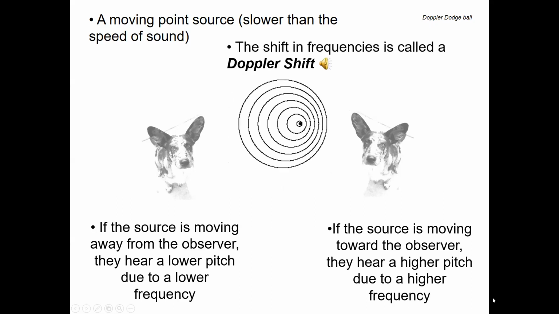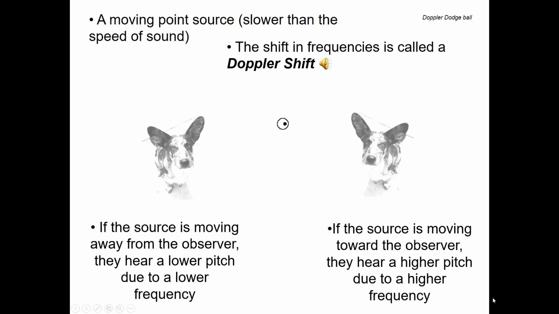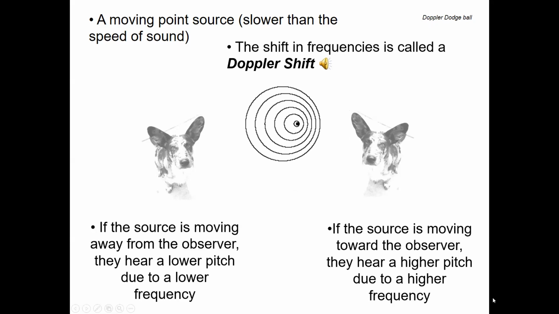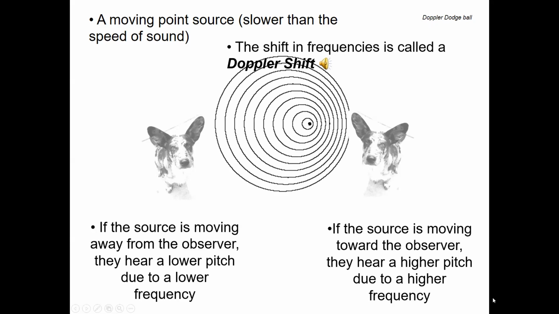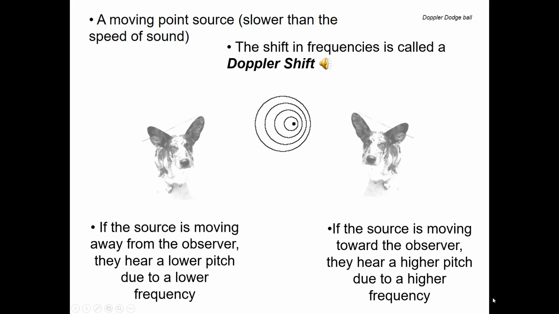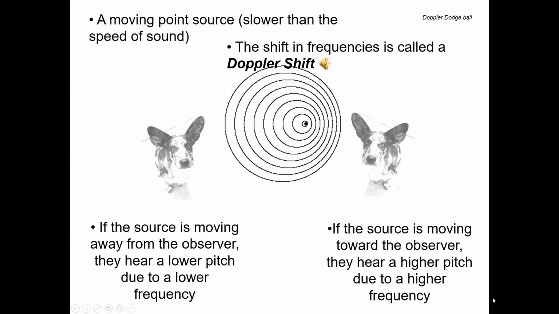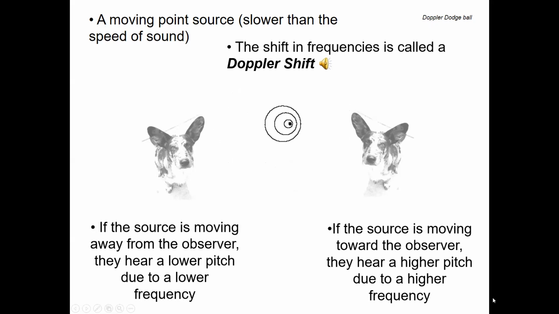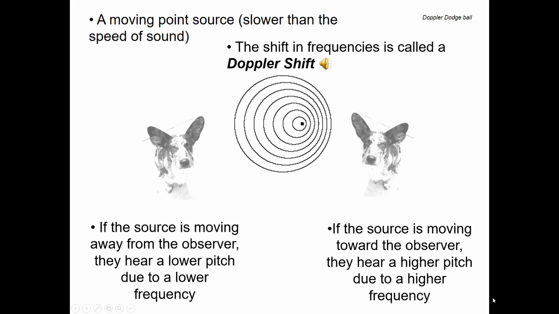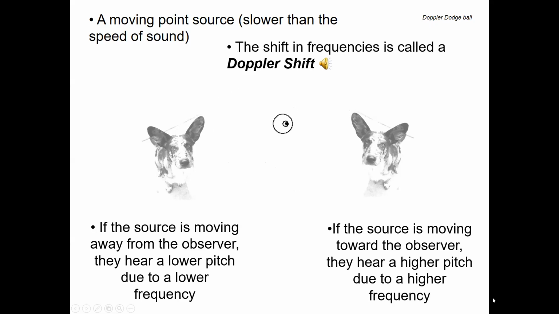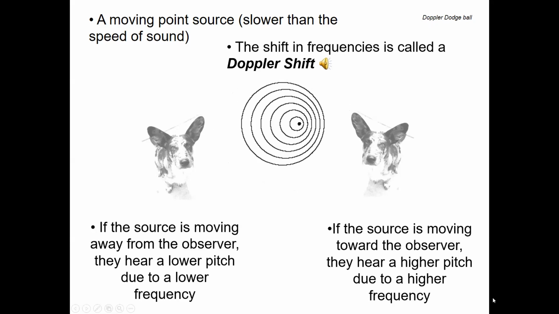This is probably best experienced as we hear a siren from either a fire truck or an ambulance or a police car driving by. So just in general, the shift in frequencies of a moving point source is called a Doppler shift.